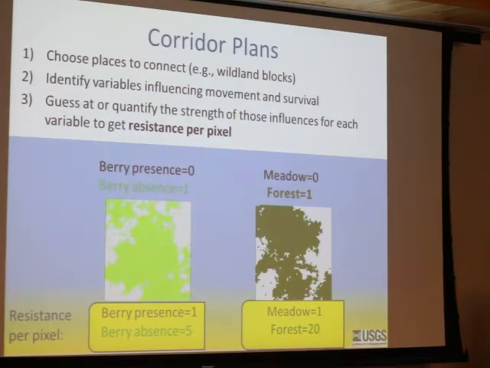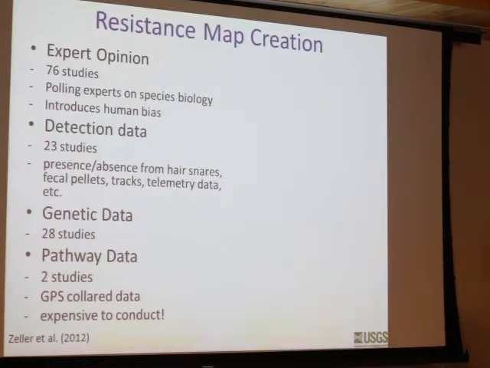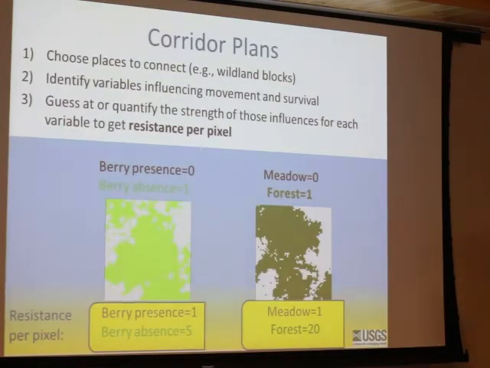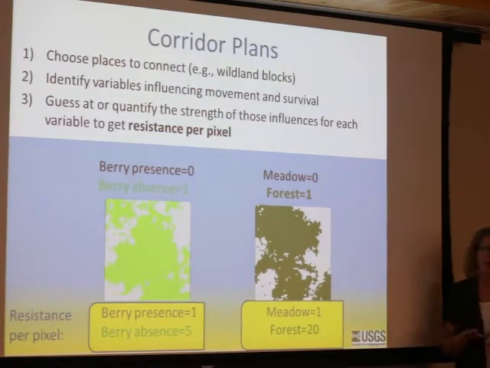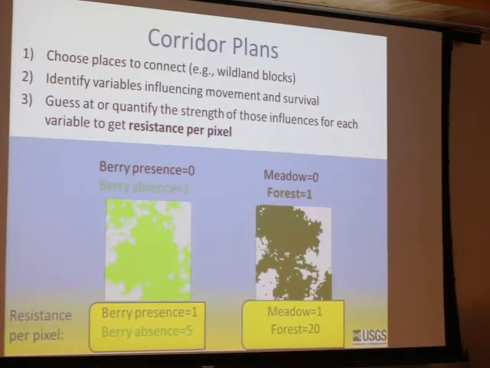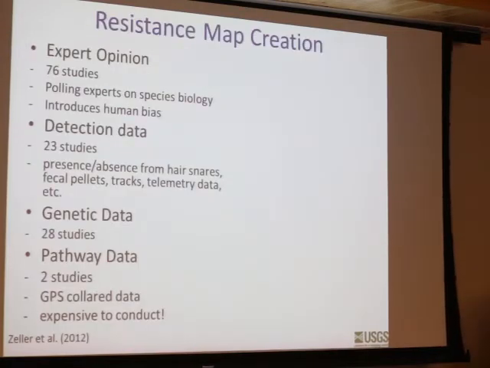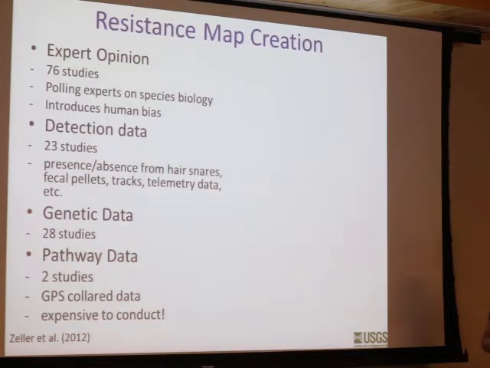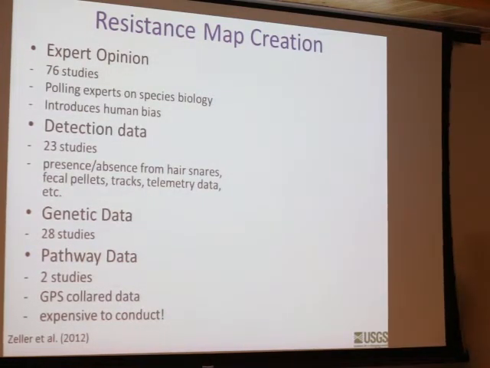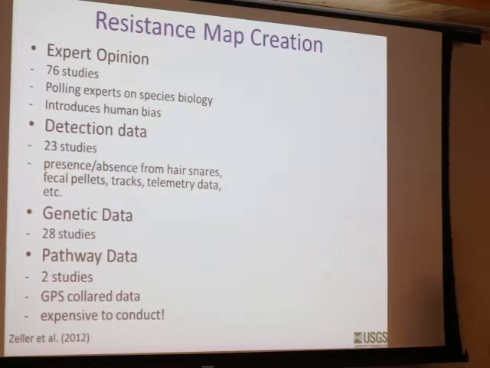So now to go back to this resistance per pixel thing. Everything is based on the resistances in this resistance map, and you can create that in a lot of different ways. There's a paper by Kathy Zeller that came out in 2012 that looked at how people were creating these resistance maps. It turns out that at that point in time, there were still a lot of people just using expert opinion, because this is hard.